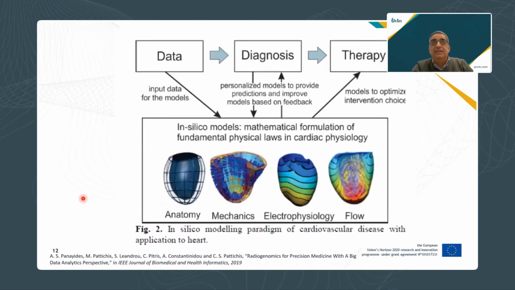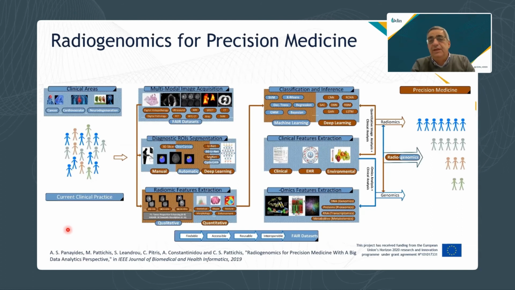Another area that is also very promising for the future, of course, is in silico modeling. You see here an example in cardiovascular disease, where anatomy, mechanics, electrophysiology, flow, and the blending of these different technologies will play a catalytic role for the handling of patient therapy. And of course, radiogenomics for precision medicine.